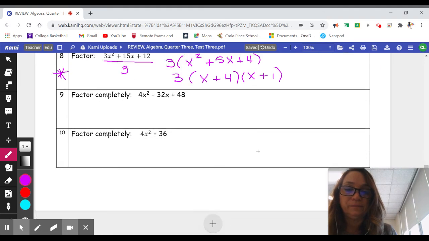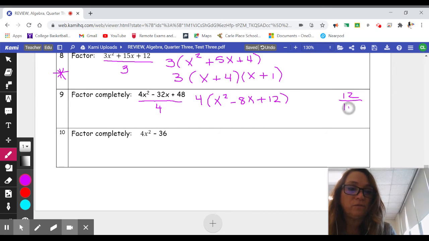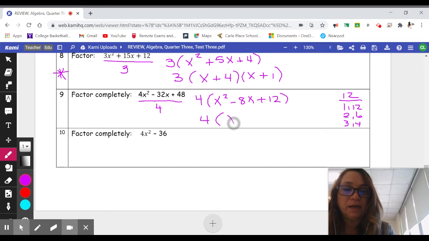Okay, so here the GCF is 4. So that's going to be 4 times x squared minus 8x plus 12. Factors of 12, 1 and 12, 2 and 6, 3 and 4. So this is going to be x minus 6 and x minus 2.